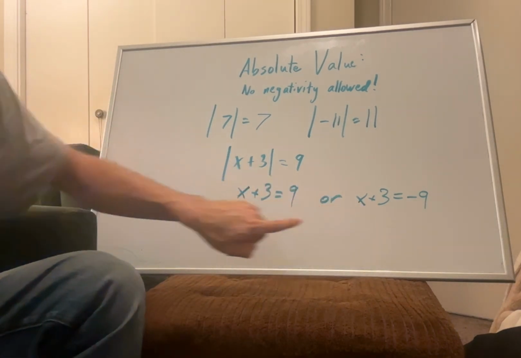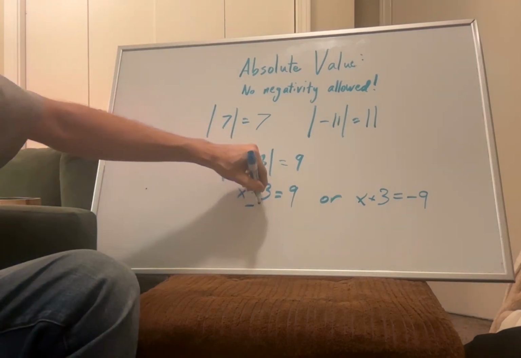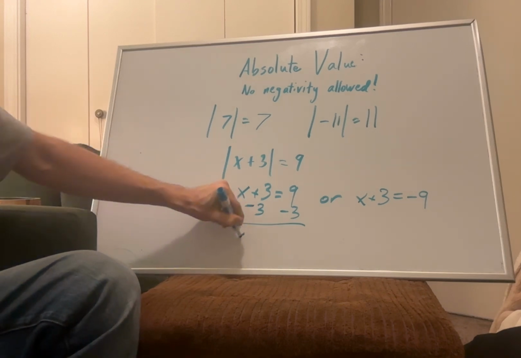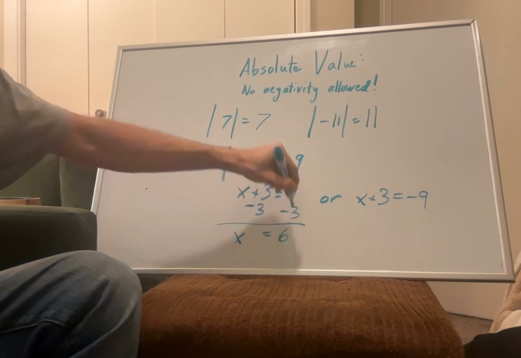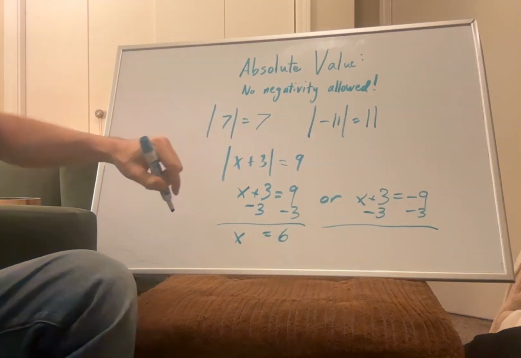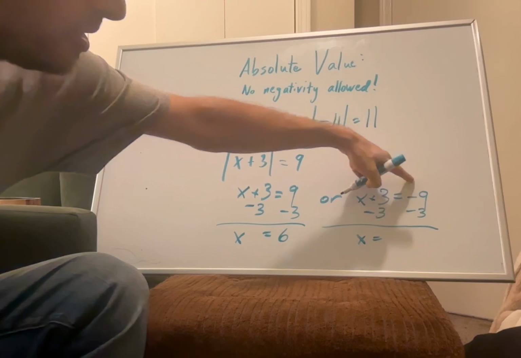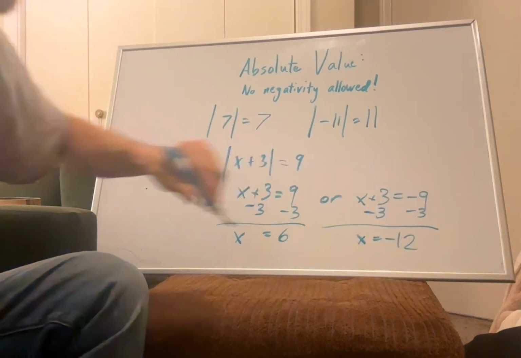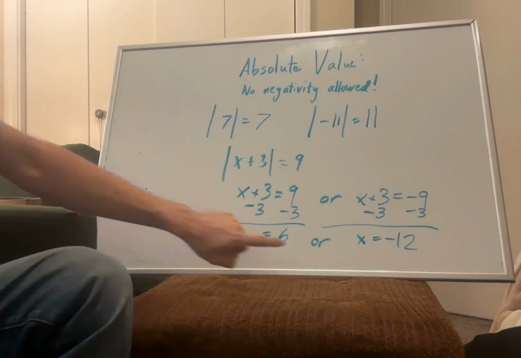In both cases, to get x by itself, we're going to subtract 3 from both sides. In the first case, x plus 3 minus 3 will cancel, equals 9 minus 3, which is 6. Similarly over here, we subtract 3 from both sides, plus 3 minus 3 will cancel, and we get x equals negative 9 minus 3, which is negative 12. So we have found that we have two possible answers.